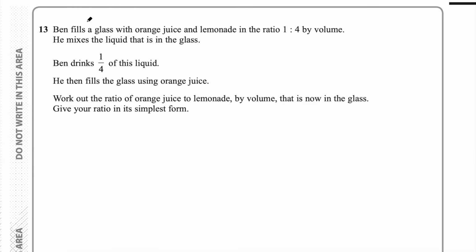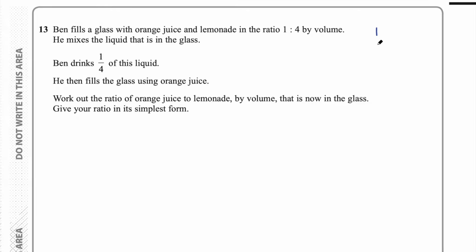Question 13 says Ben fills a glass with orange juice and lemonade in the ratio 1:4 by volume. He mixes the liquid that is in the glass. Ben drinks a quarter of this liquid. He then fills the glass using orange juice. Work out the ratio of orange juice to lemonade by volume that is now in the glass. Give your ratio in its simplest form.